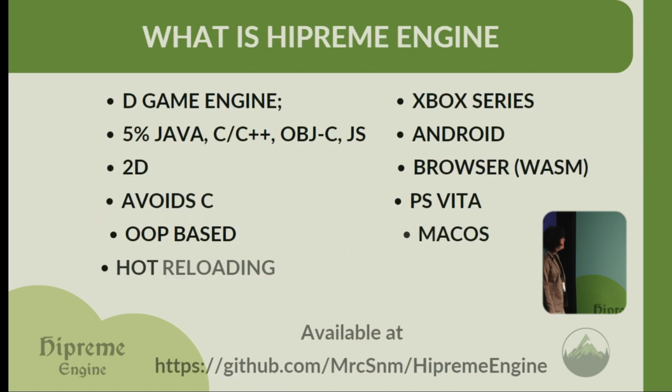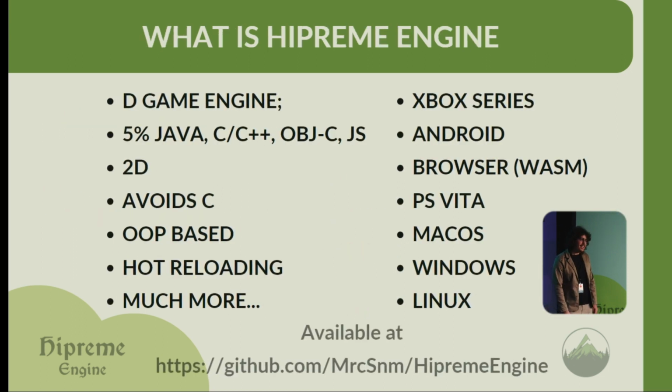So the Hipreme Engine is a really big project right now. It's 95% D code. You can see I have also used a lot of programming languages with it because it just makes life easier. It's D, completely avoiding C. I don't want any C code in my engine unless it's only for calling D code. It's OOP based. It also supports hot reloading, and those are all the platforms I'm supporting right now.